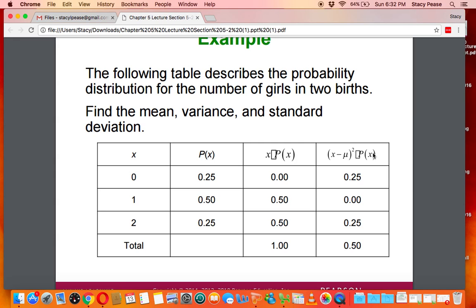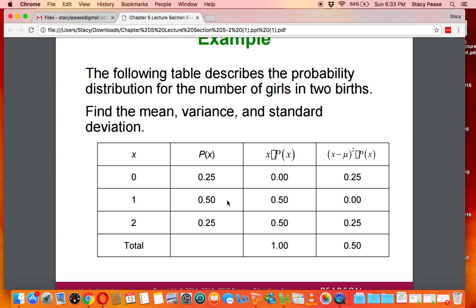And we can also calculate our variance here using this equation. So x minus our mean, squared, multiplied by our probability of x. So x here is 0 minus our mean, which is 1, squared, and then multiplied by the probability of x. So we wind up with 1 times 0.25, which gives us 0.25. Here we have 1 minus 1 times the probability of x.